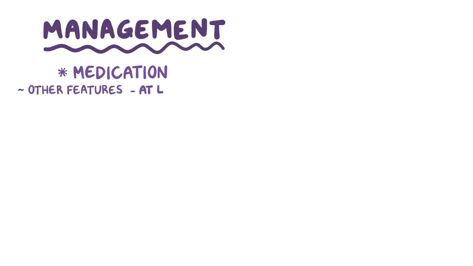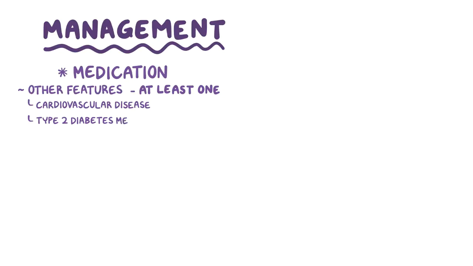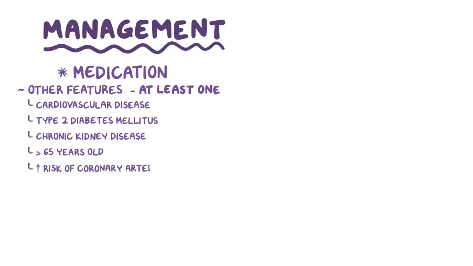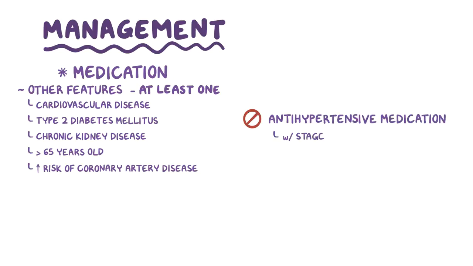Specifically, they need to have at least one of the following: cardiovascular disease, type 2 diabetes mellitus, chronic kidney disease, be over 65 years old, or have an elevated risk of coronary artery disease. On the flip side, it's generally recommended not to give an antihypertensive medication to patients with stage 1 hypertension and are either over 75 years old or have no organ damage.